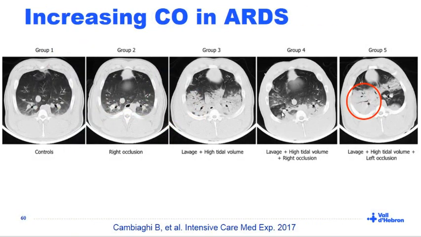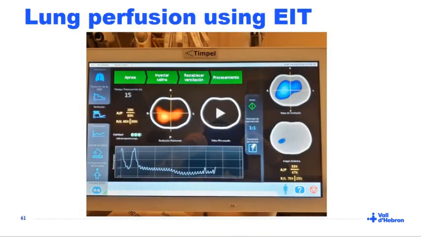This was recently nicely shown by the group of Luciano Gattinoni, where they occlude the left lower lobe artery, and they increase the cardiac output on the other side. So they observe an increase in the edema, and it brings us to measure lung perfusion. And thanks to Marcelo Amato and people of Timpel, we can do it now at the bedside.